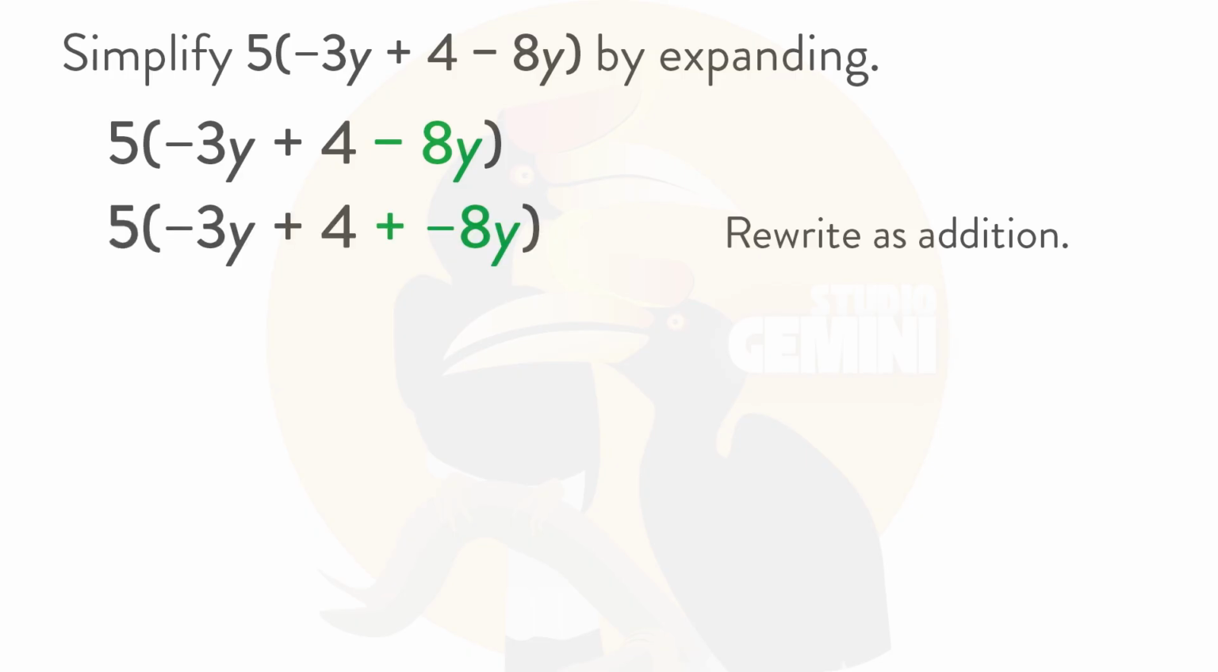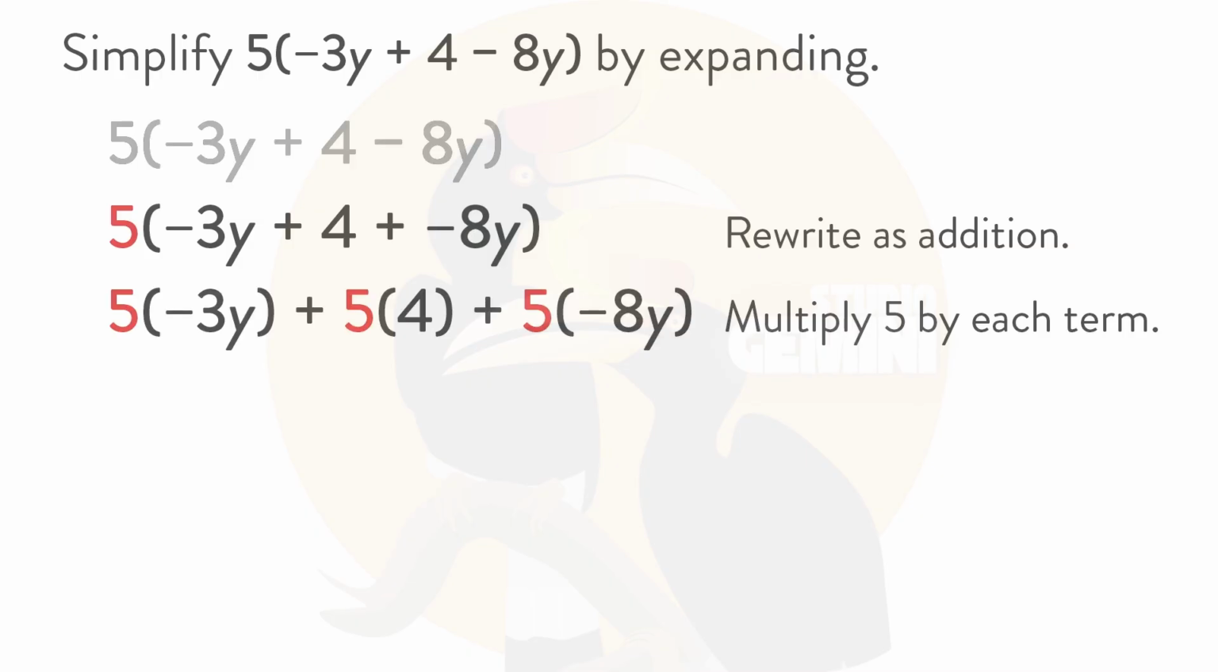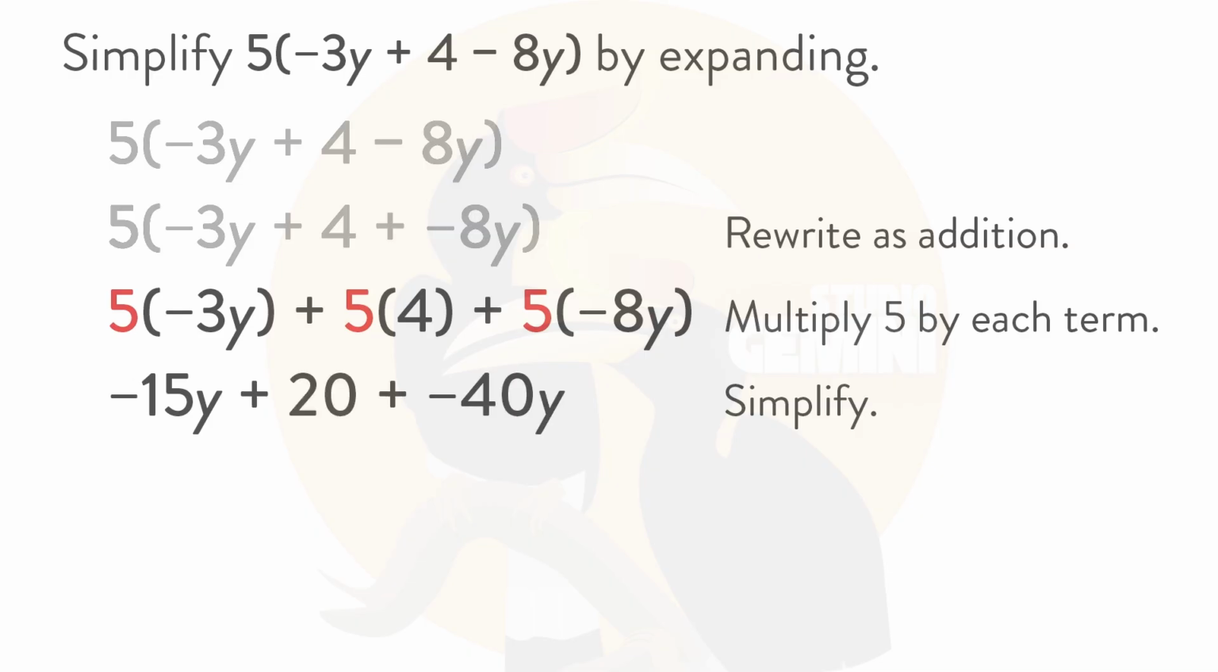Now, let's use the distributive property. Multiply 5 by each term. 5 times negative 3y is negative 15y. 5 times 4 is 20. 5 times negative 8y is negative 40y. That gives us negative 15y plus 20 plus negative 40y.